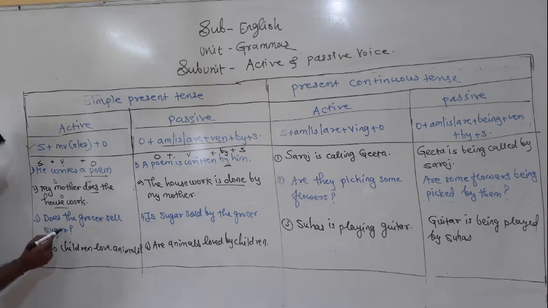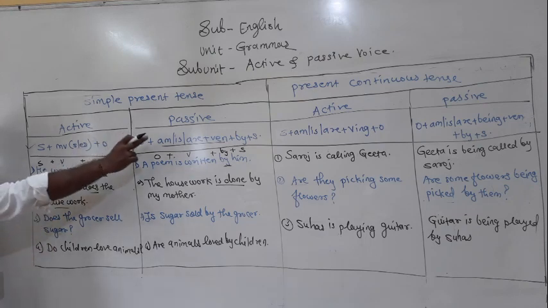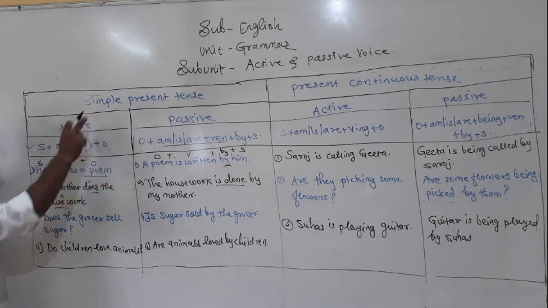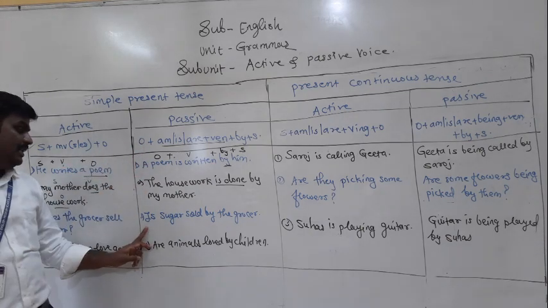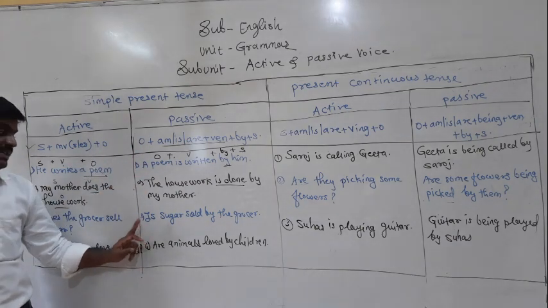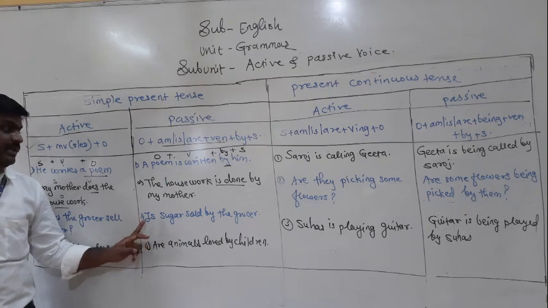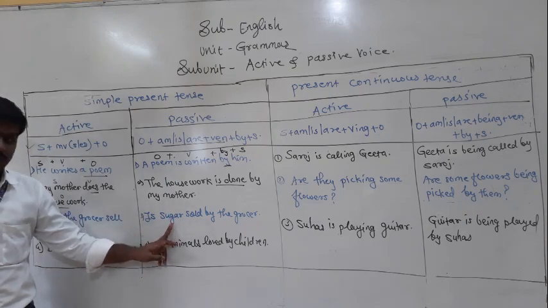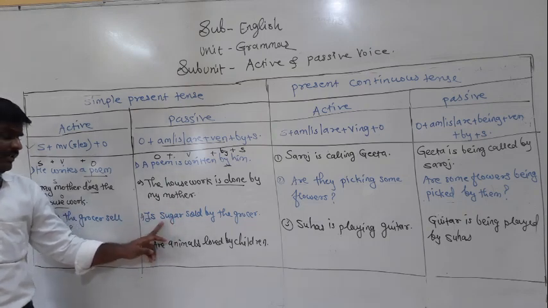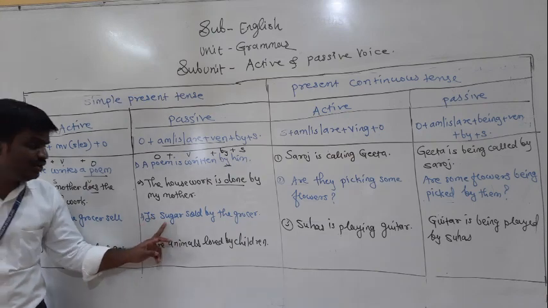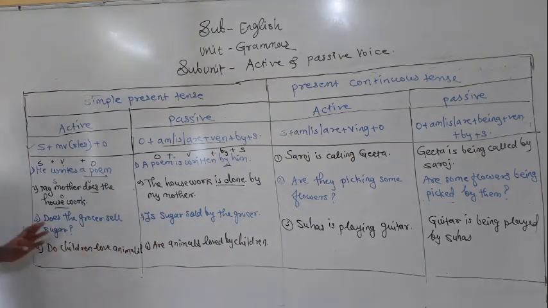Next, suppose an interrogative sentence is given there. Does the grocer sell sugar? Now, how to convert it? You have to remove the "who does it" part, whatever is there. Okay, that you have to remove, and it is in the simple present tense. So what will come here? Is. Is is suitable here, because it is in a singular form, so is will come. Is sugar sold by the grocer?